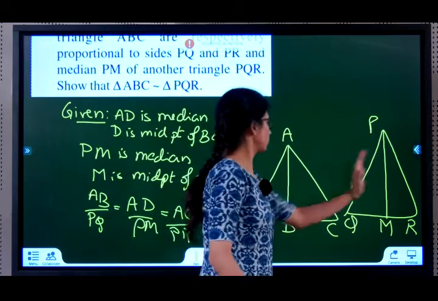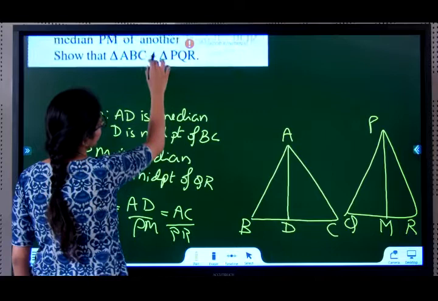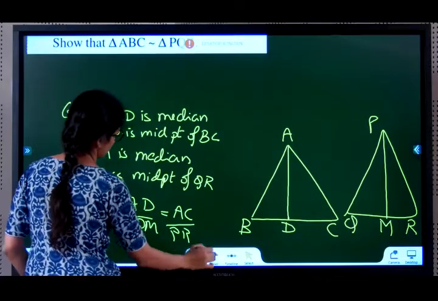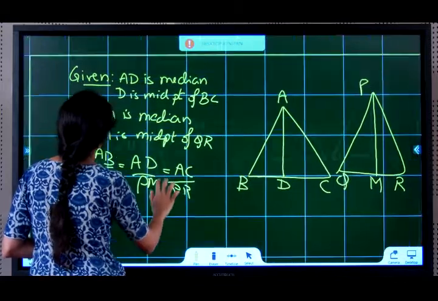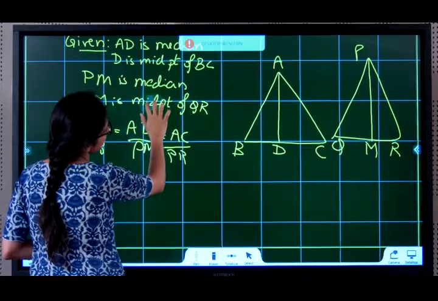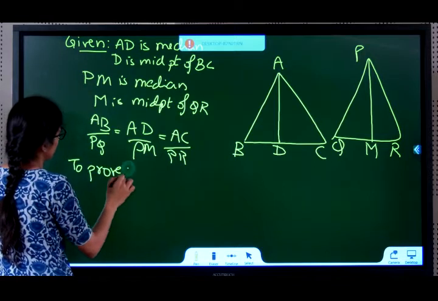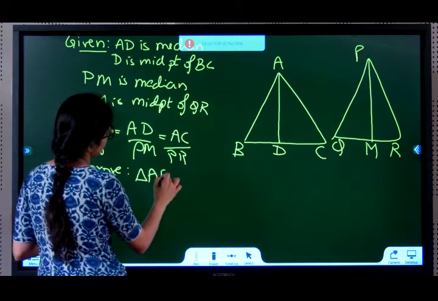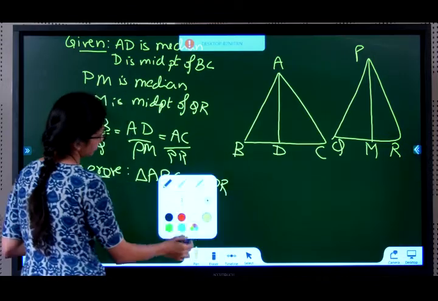Okay. You have to prove, we have to prove what? Triangle ABC is similar to triangle PQR. We have to prove triangle ABC is similar to triangle PQR.